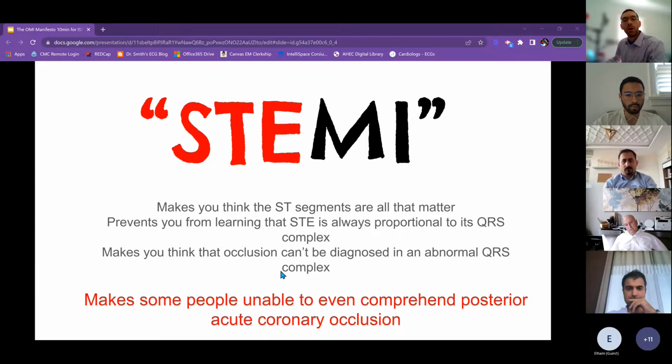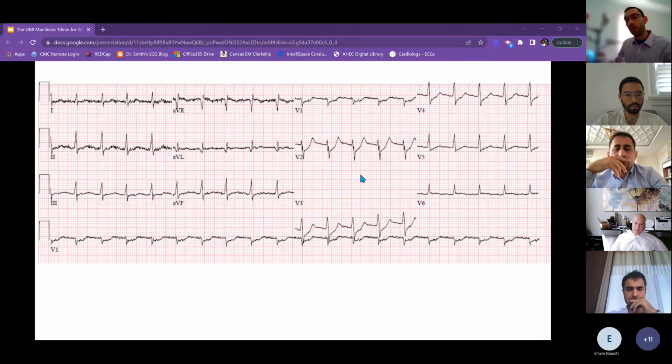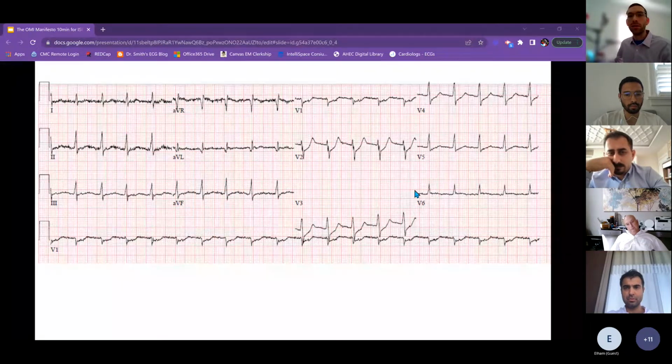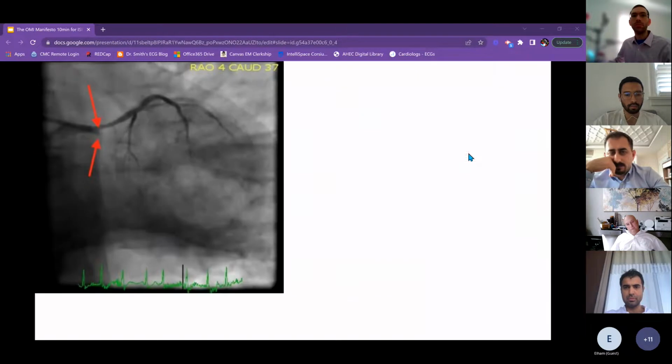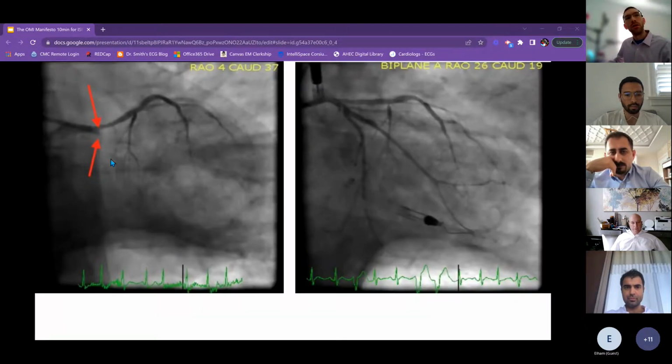Because posterior acute coronary occlusion produces ST depression maximal in V1 through V4, which is ST depression, not ST elevation, the word STEMI makes a lot of people actually unable to even understand the idea of posterior acute coronary occlusion. Here was a middle-aged gentleman who was walking his dog when he suddenly had chest pain. He came to my hospital with acute chest pain and this ST depression, which the emergency physician and the cardiologist both called NSTEMI. Of course, it's a posterior acute coronary occlusion. And when the patient had his delayed cath, here was his circumflex occlusion, which was opened up very late, and unfortunately the patient died of cardiogenic shock on day 7 of hospitalization.